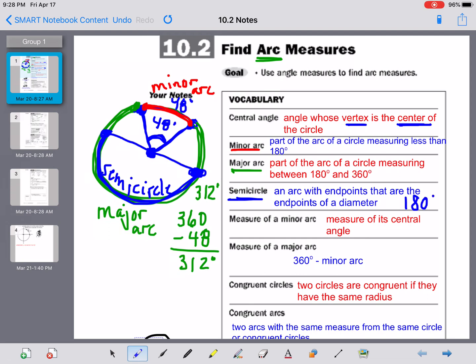So going on to our definitions, the measure of a minor arc is the measure of its central angle. We talked about that, the 48 degrees and the 48 degrees. And we'll notice that a minor arc will always be less than 180. The measure of a major arc will always be more than 180 because it's more of that circle.